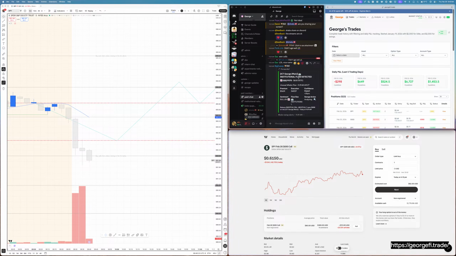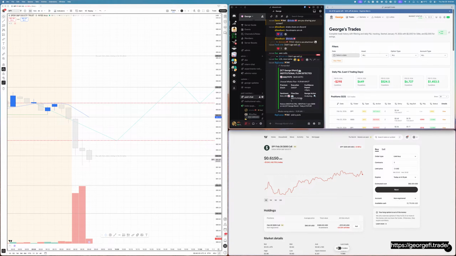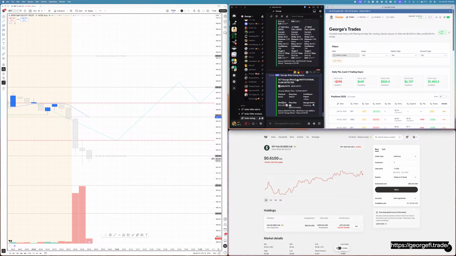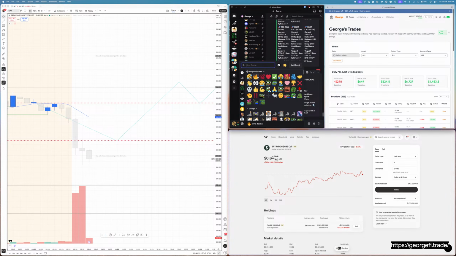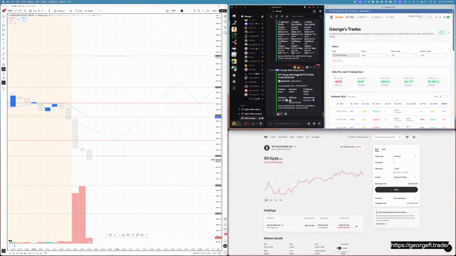Let's see. Ooh, oh shit, someone's buying puts today. Oh no, they sold puts, never mind. That's bullish. Yeah, they sold puts, all right. They made 35% there. It's actually not much, to be honest.